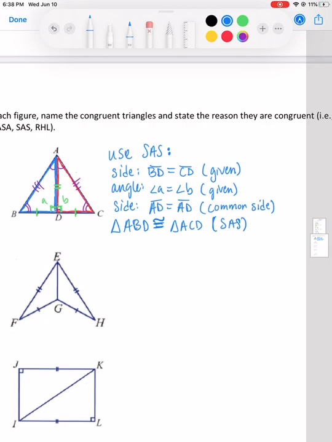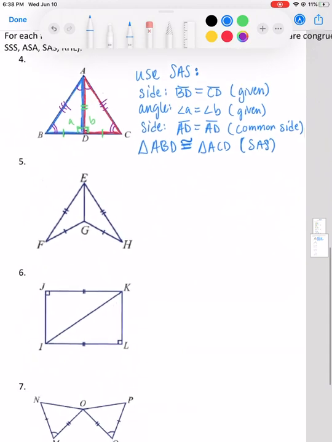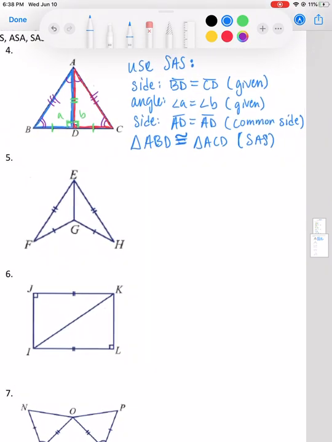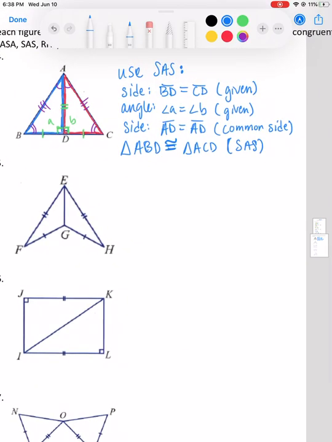I'm going to go ahead and show you number 5, and then we can have you try 6 and 7 on your own, and then I'll show you from the video what they would be. Again, number 5, we're going to identify two congruent triangles. So I'm going to take the left and right sides again, make the left side blue, that's my blue triangle, and then make the right side red.